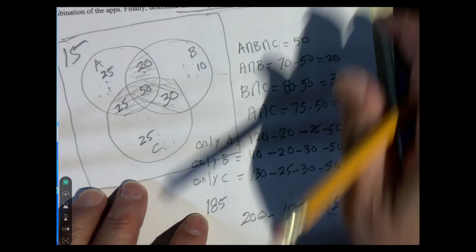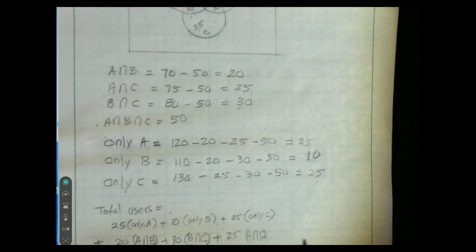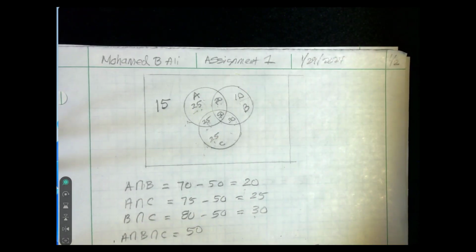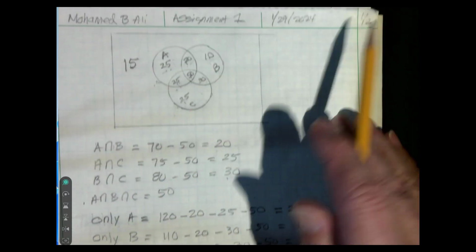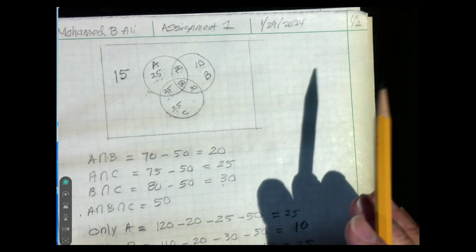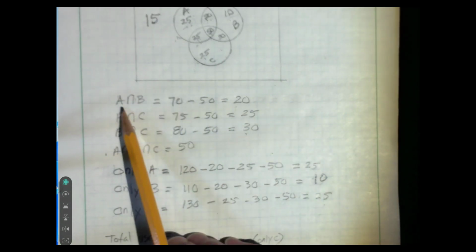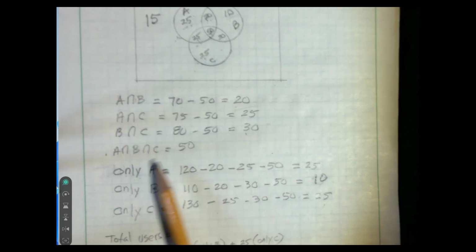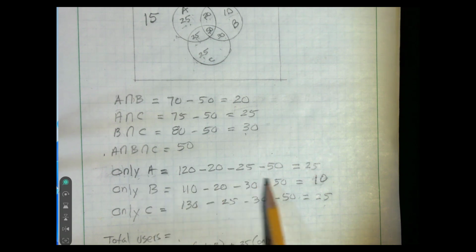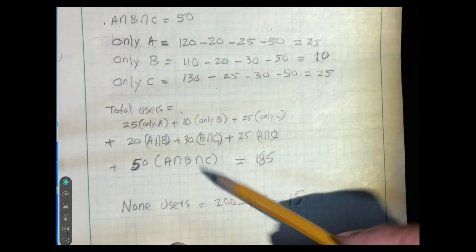Now let me show you how I did it in the engineering paper. In the engineering paper, of course, you'll have to put your name at the top, the assignment, and the date, and then page 1 of 2, because I'm going to do problem number 2 on another page. And here I did the same math to show my instructor that I know how to do it. And here's the only A, only B, only C, and how I did the total users. I did them this way just for a review for you.